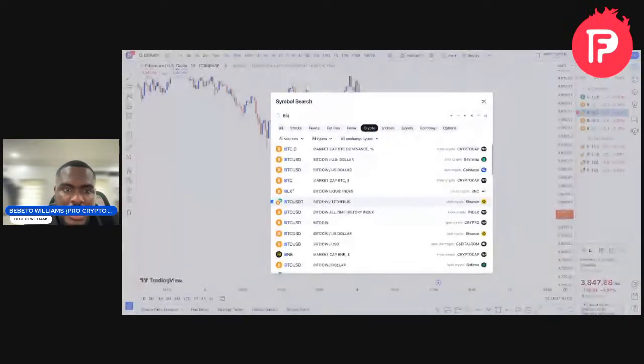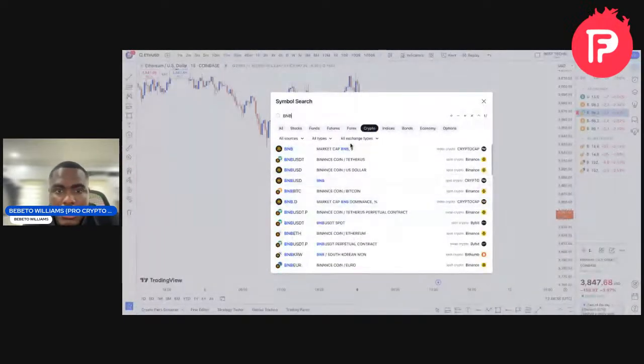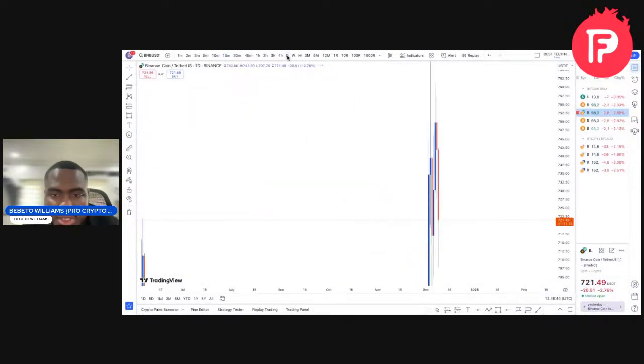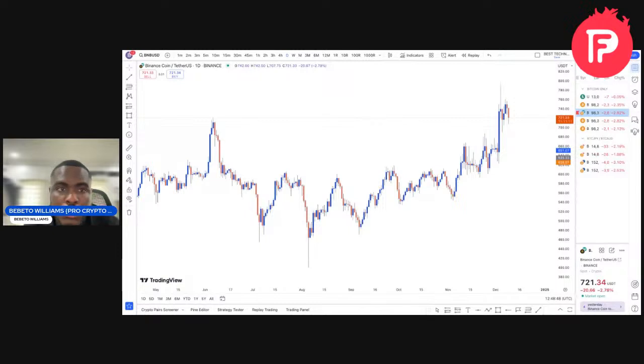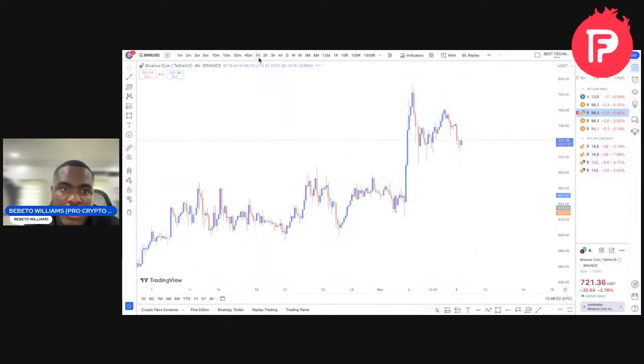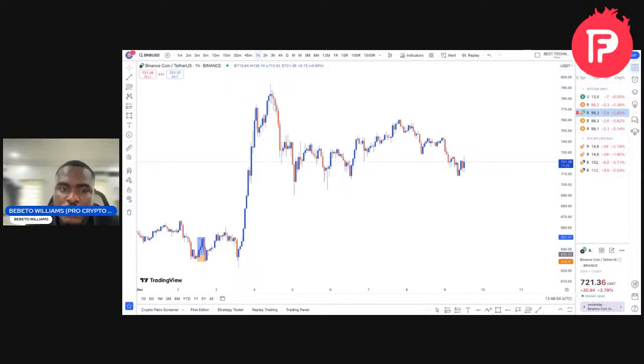Then BNB, the last pair to analyze, BNB USDT. Come over to the daily time frame and check the direction. What is the market telling me? I get over to the 4 hours time frame, then to the 1 hour time frame to check the current trend. Because as much as the 4 hours and daily time frames are telling us to buy or sell, the 1 hour is your current trend. That's what decides whether you're buying or selling at that point in time.